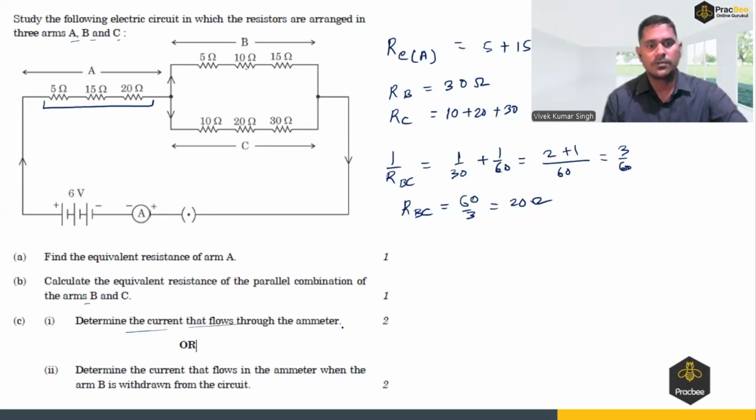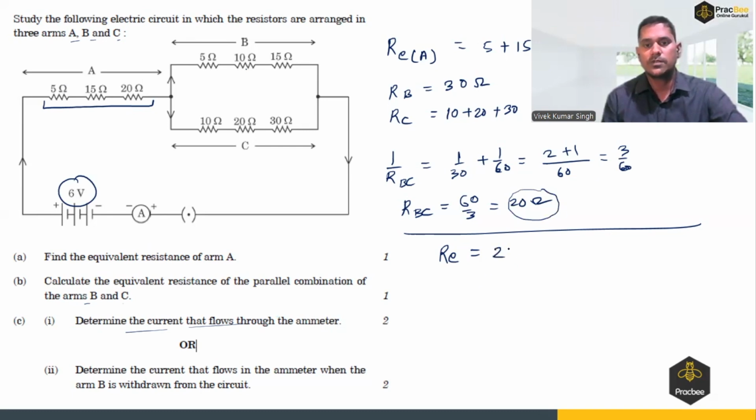Determine the current flowing through the ammeter. So current would be equal to voltage over total resistance. Voltage is given, that is 6 volt, and we can find out the total resistance. The total resistance is equal to how much? It is 20 through BC and through branch A is 40. So the total resistance is 20 plus 40, that is 60 ohm, and V is equal to 6 volt. So we can find out I is equal to V over R, which is 6 over 60, that is 0.1 ampere.